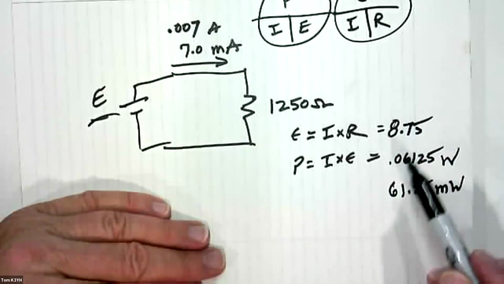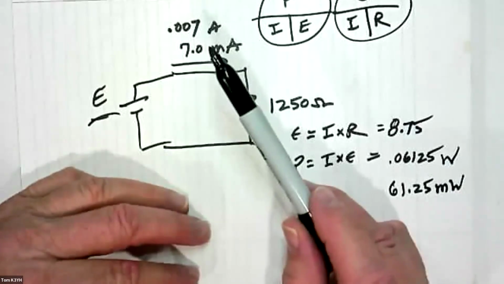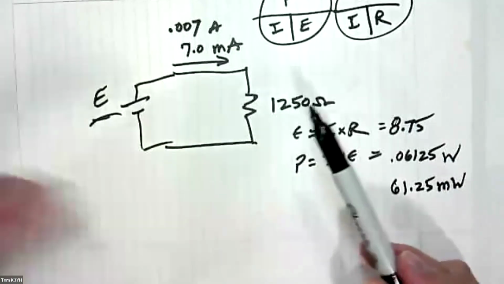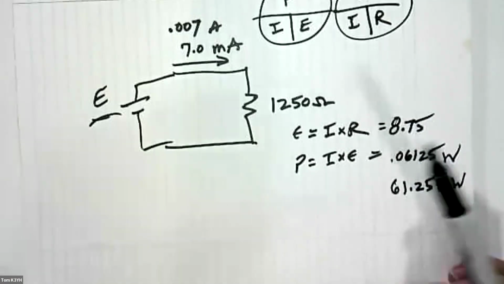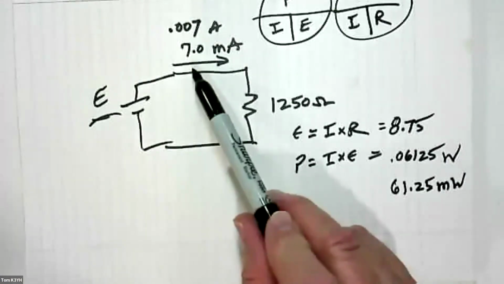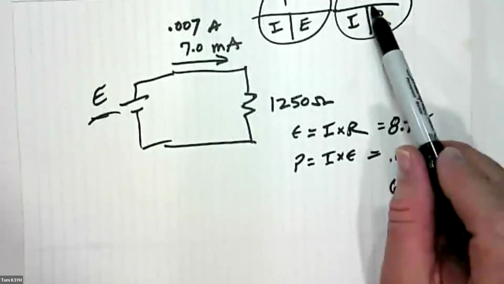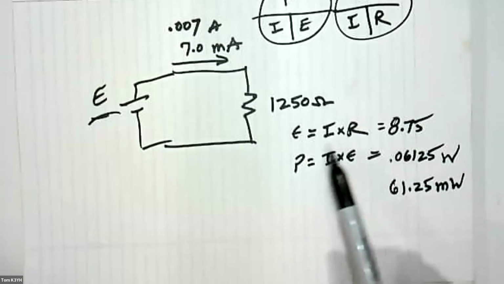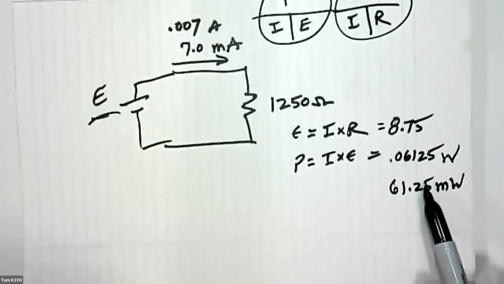Okay. Now, as you get more and more comfortable with this, you'll do this in your head. You'll know this is milliamps, and you'll do the multiplication of 7 times 1250, and you'll get the answer in milliwatts directly. But don't do that now because it's all new to you. Just do the conversion, milliamps to amps. Go over here and calculate the E. That's this calculation, gives you 8.75 volts. Then do the power, I times E, convert these watts back to milliwatts.